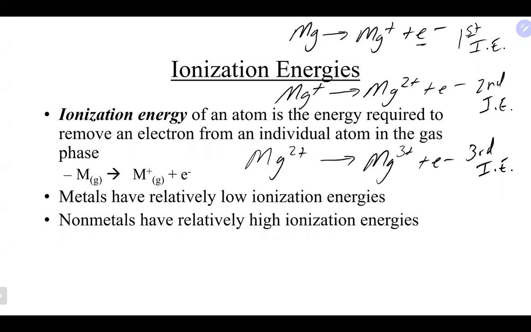It is harder to remove the second electron. What happens with the size of the atom when you lose an electron? Does it get larger? Does it get smaller? Does it stay the same?